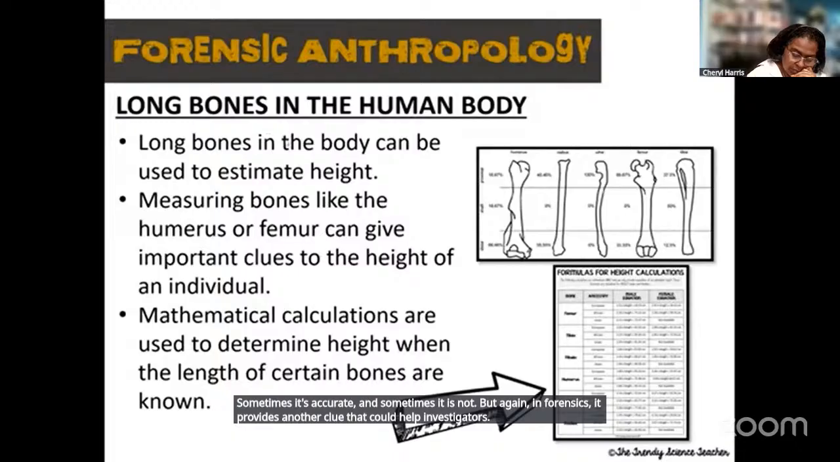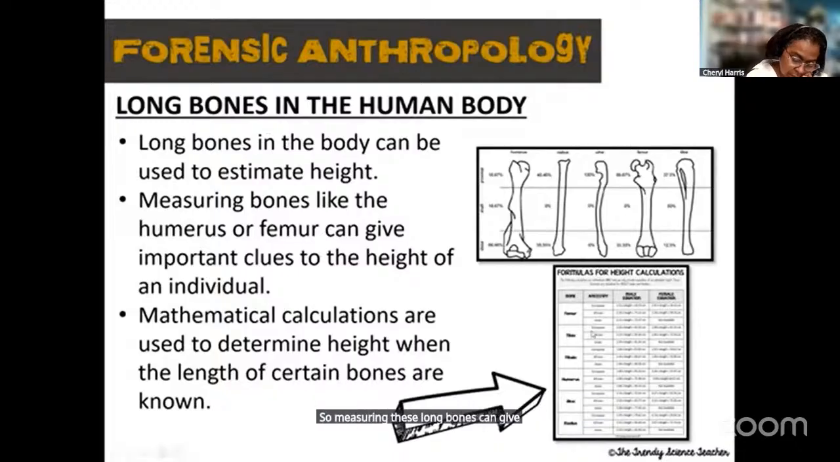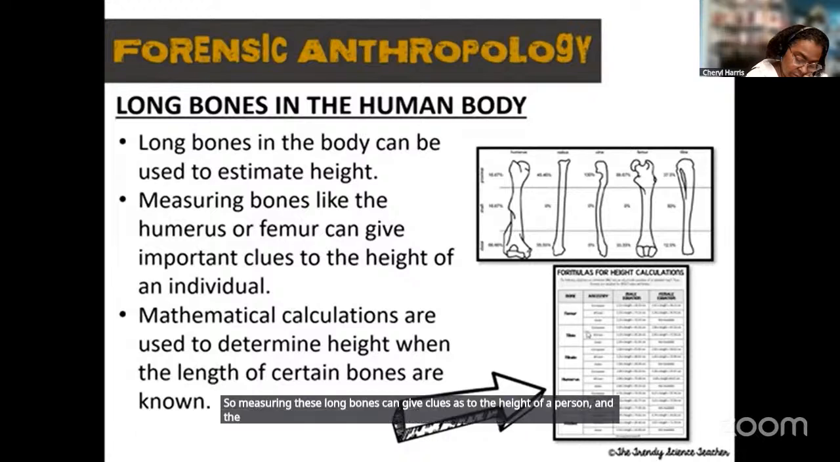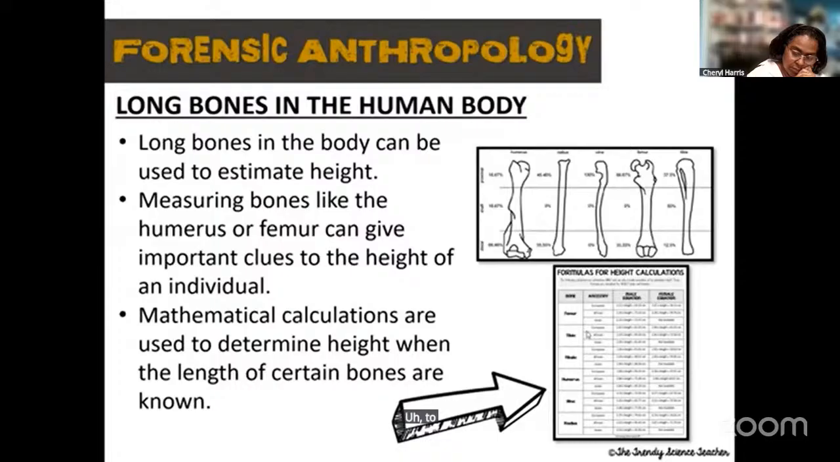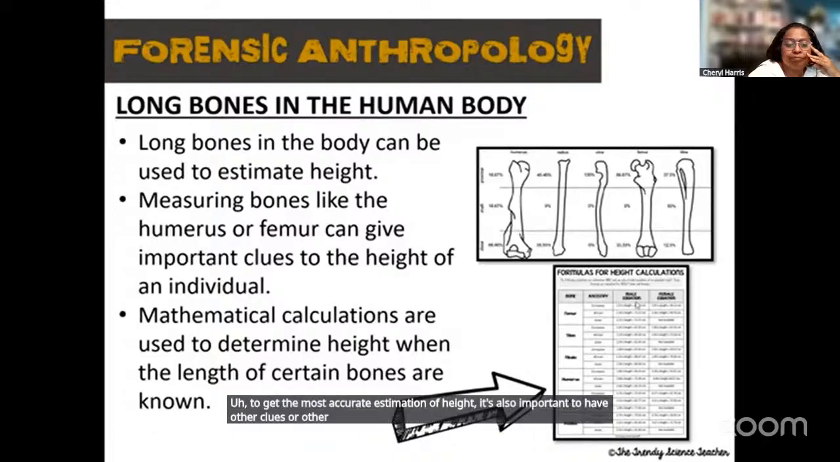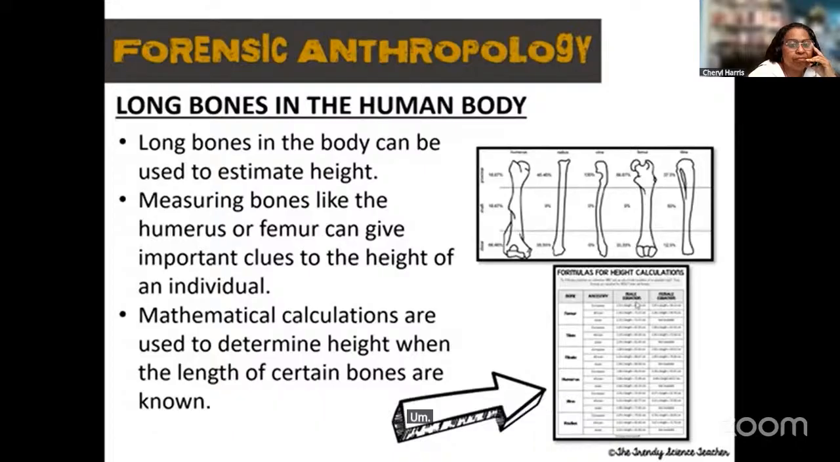So measuring these long bones can give clues as to the height of a person, and the most accurate way to measure height is by using a person's femur, and that's the bone that runs from your hip to your knee. To get the most accurate estimation of height, it's also important to have other clues or other information, as for example, ancestral background and the sex of a person.